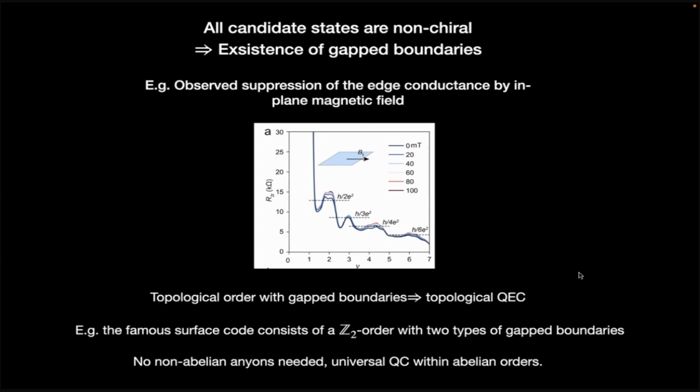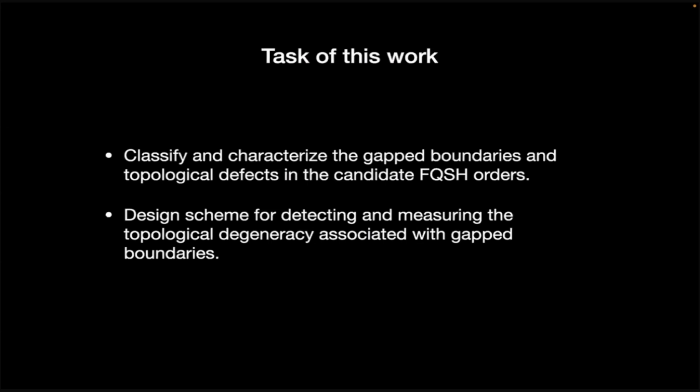So, for example, the famous surface code consists of the simplest non-chiral topological order, the Z2 order, with 2 types of gapped boundaries. And so what's nice about this architecture is that we do not need any non-Abelian anyons like Majorana or parafermions. And it is in principle possible to achieve universal quantum computation within pure Abelian topological orders if it's non-chiral. So that's the motivation of this work, that is to classify and characterize the gapped boundaries and the topological defects in all of these candidate fractional quantum spin Hall orders, and then to design schemes for detecting and measuring the topological degeneracy associated with these gapped boundaries.